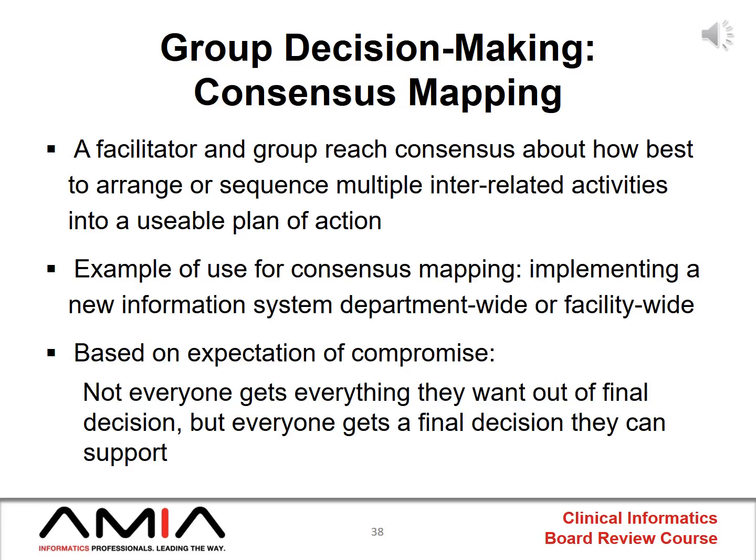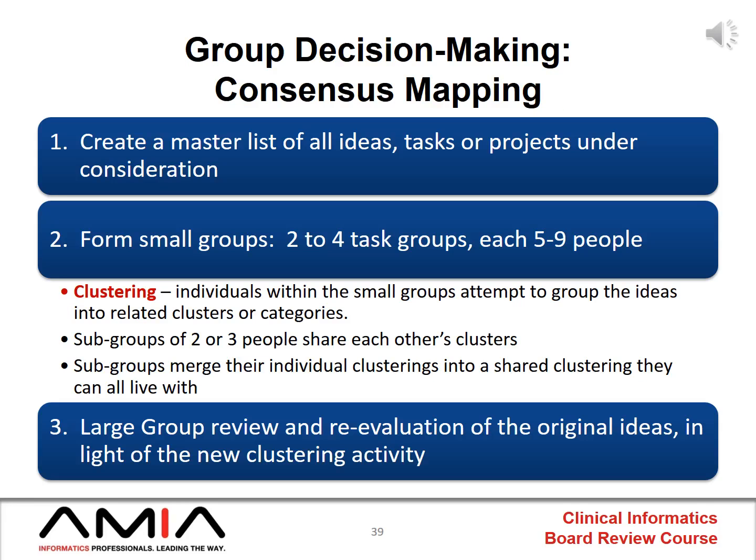Consensus mapping is based upon an expectation of compromise. Not everyone is going to get what they want, but everyone should get some of what they want out of the final decision. Like the nominal group method, consensus mapping is a very prescriptive method. There are 7 steps, and they are listed on the next 2 slides. The first step is to create a master list of all ideas, tasks, or projects under consideration.